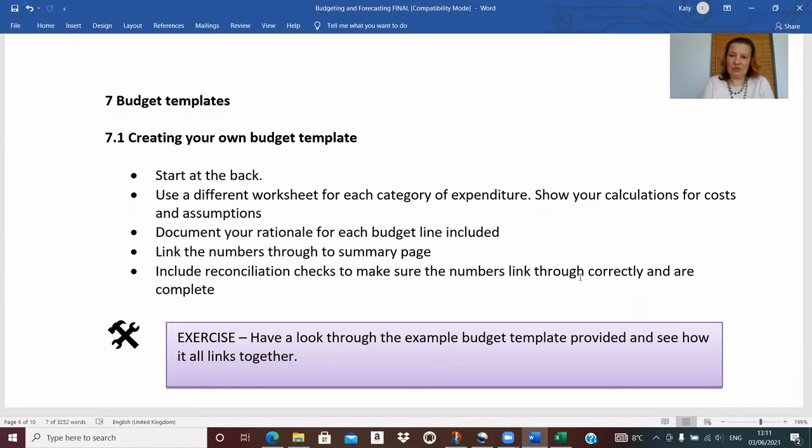Now, it may seem that I've rushed through that budget template, but you are free to use that template, and you can take your time to work through it, work through the links, and understand it.